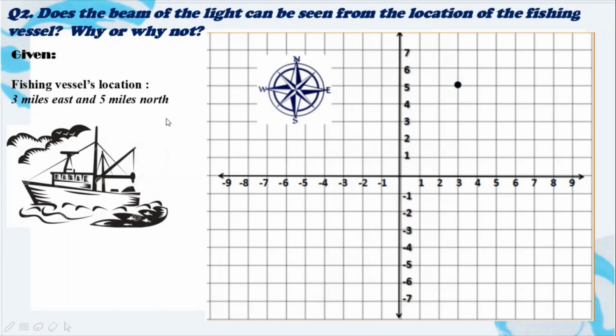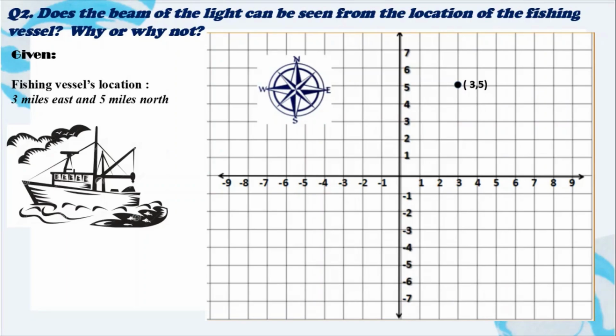When we say east, that is going to the right side. So we count 3: 1, 2, 3. Then after that, 5 miles north, so going up. We count 5: 1, 2, 3, 4, 5. So this is the location of our fishing vessel, which is (3, 5).